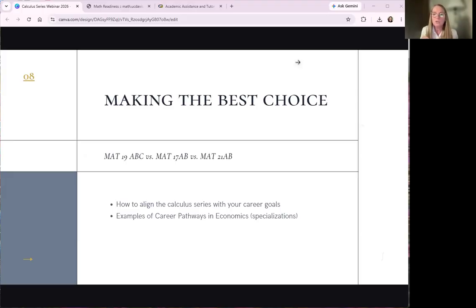When it comes to which calculus series for your career goals, again, I'm just trying to think if there's any other time, unless you want a PhD in economics, 19 is your go-to. When it comes to data analytics, 19 will do the thing. You'll actually get familiar with the data analytics pathway. You'll get familiar with the programming required in Math 19.